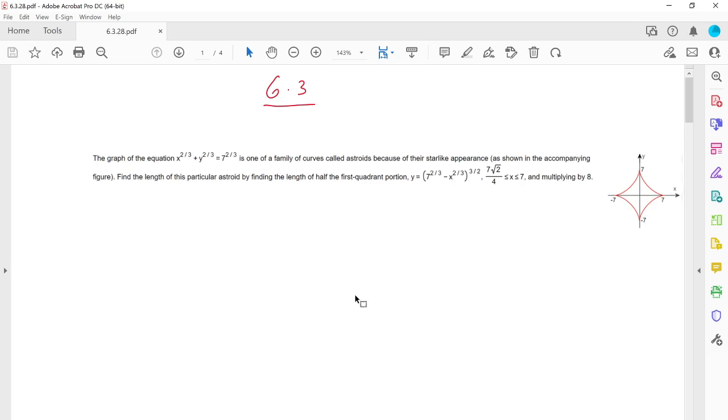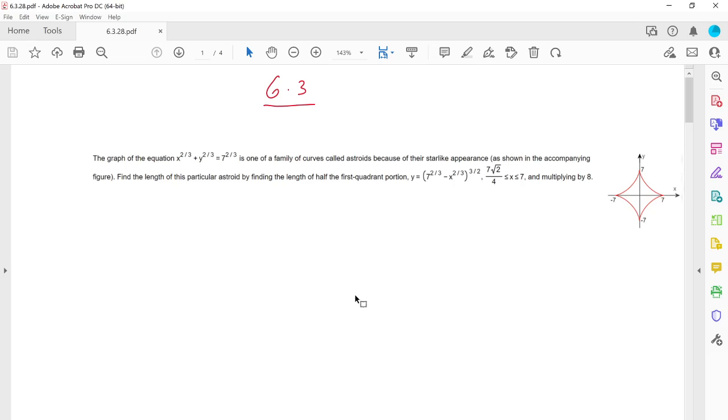Okay, this is a problem from section 6.3. The graph of the equation x^(2/3) + y^(2/3) = 7^(2/3) is one of a family of curves called astroids because of their star-like appearance, as you can see in the picture here, a given figure. Now we need to find the length of this curve.